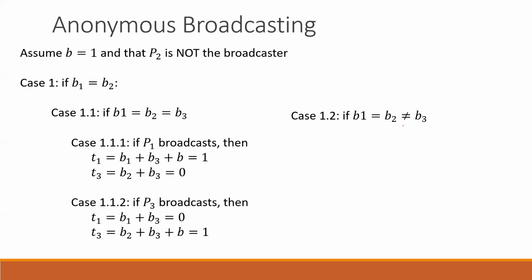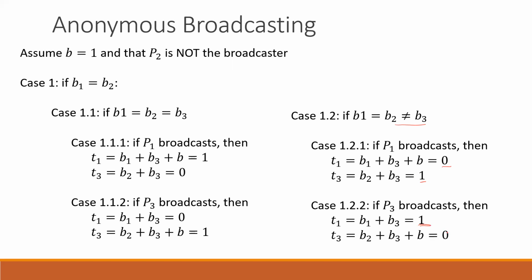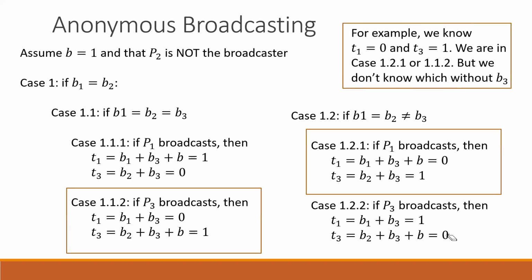However, we don't know B3, and it could be that B3 is not equal to B2 and B1, in which case, if P1 broadcasts, T1 is 0 and T3 is 1. And if P3 broadcasts, then T1 is 1 and T3 is 0. So if we see that T1 is 0 and T3 is 1, then we know we're in one of these cases. But since we don't know B3, we don't know if we're in the case where P1 broadcasts or the case where P3 broadcasts.